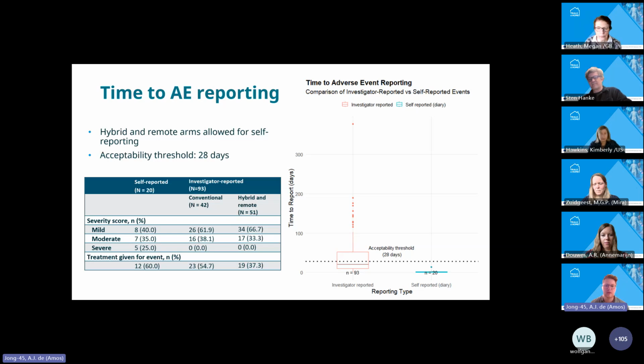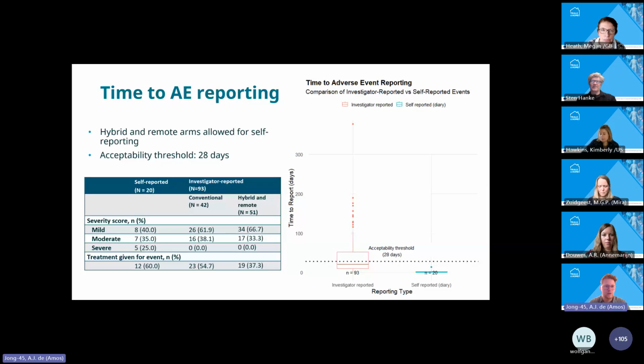But overall, it is important to see that all adverse events that were self-reported were within 28 days, and actually a median of 1 day. So it really can reduce the time from occurrence until reporting.